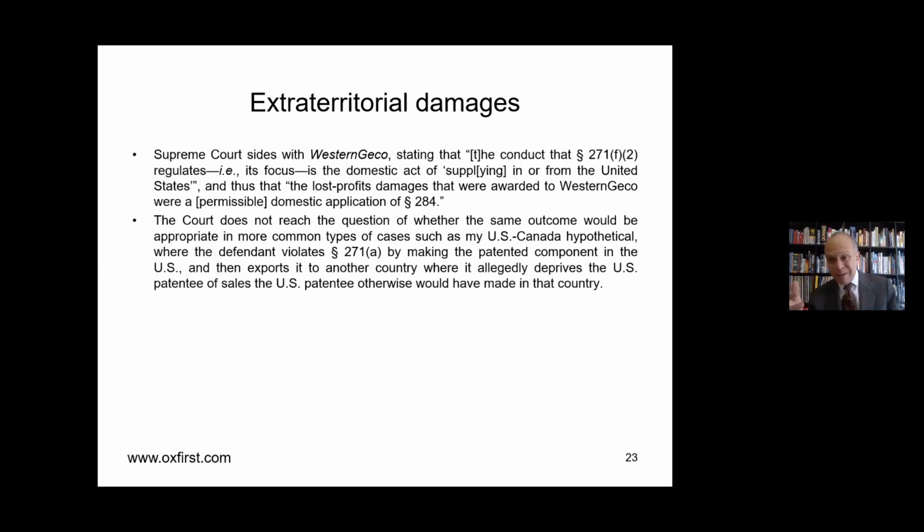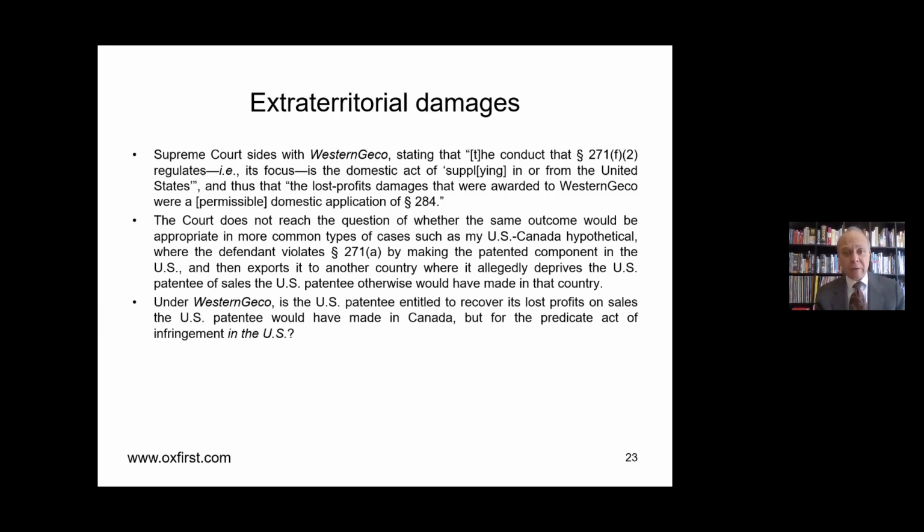271(f) doesn't really come up all that frequently, a handful of cases every year involving that sort of fact pattern. The much more common fact pattern would be the one in my hypothetical involving 271(a). Anyway, the Supreme Court doesn't reach out and address that sort of issue. So doctrinally, it remains somewhat uncertain what the correct answer is.